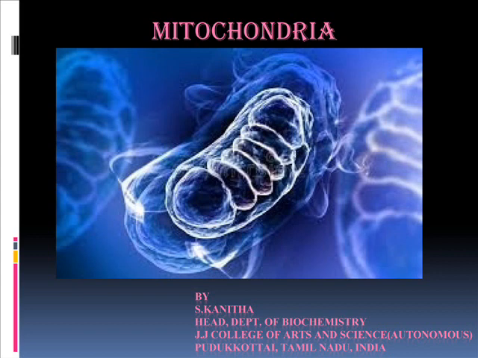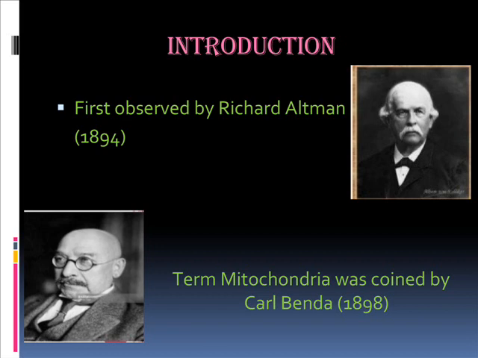In this present video, we are going to see in detail about the mitochondria. The first observations of intracellular structures that probably represented mitochondria were published in the year 1894. Richard Altmann in the 1890s established them as cell organelles and called them bioblasts. The term mitochondria was coined by Carl Benda in the year 1898.